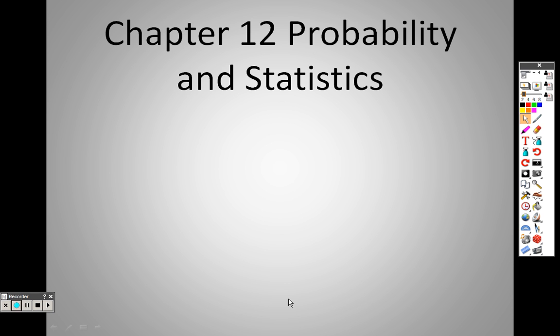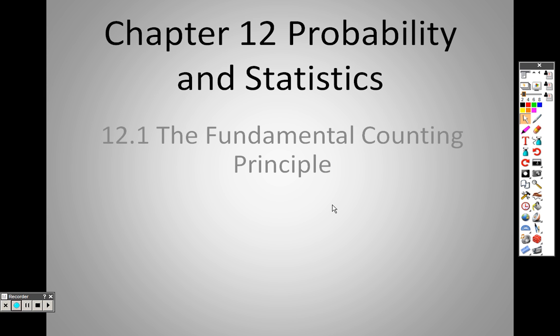Chapter 12, Probability and Statistics. Okay, so we're going to start with 12.1, which is the fundamental counting principle. And it's actually going to have some permutations in here as well. So we're going to get started with this.